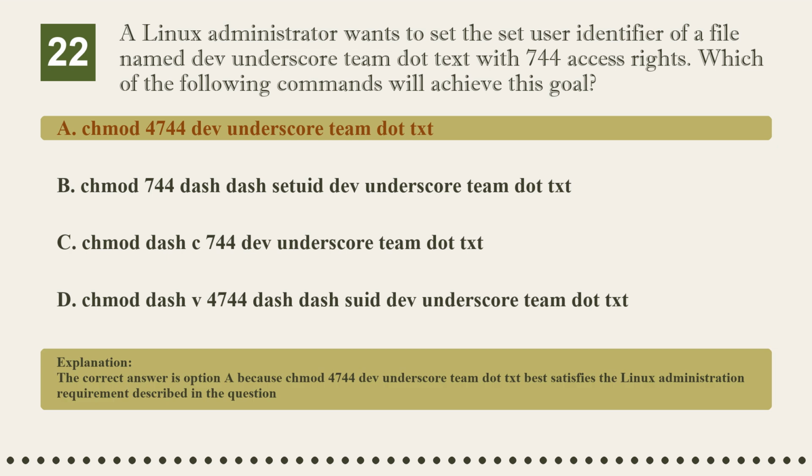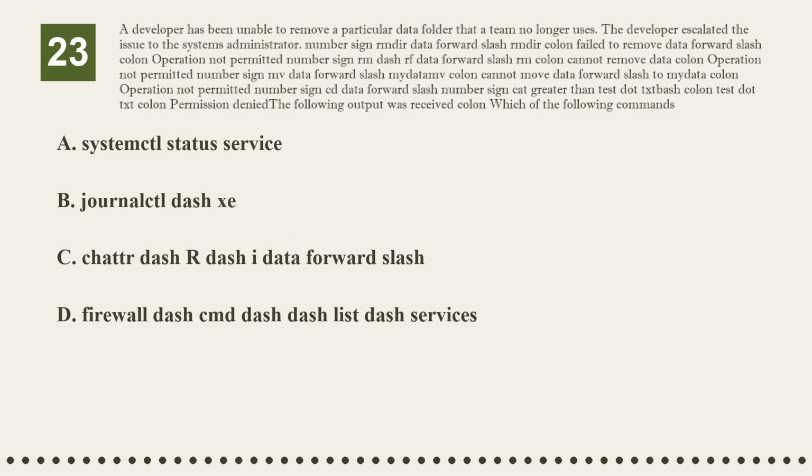dev_team.txt. The correct answer is option A because chmod 4744 dev_team.txt best satisfies the Linux administration requirement described in the question. Question 23. A developer has been unable to remove a particular data folder that a team no longer uses. The developer escalated the issue to the system's administrator.